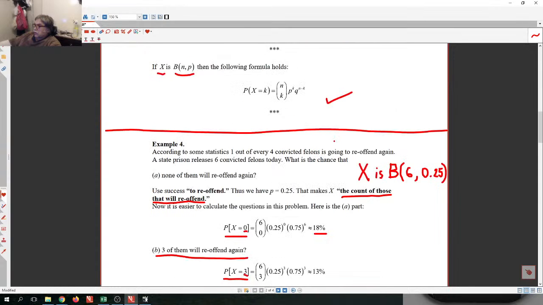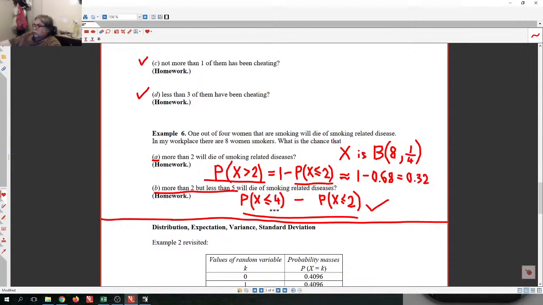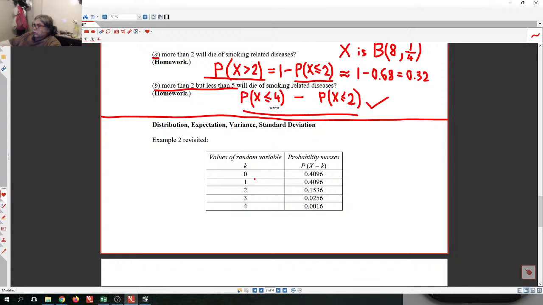So use the formula. The chance of getting 0 right guesses is about 41%. The chance of getting 1 right guess is also 41%. The chance of 2 right guesses is 15%. The chance of 3 right guesses is 2.5%, or 2.6% if you like. And the chance of all 4 right is 16 over 1%, so less than 1%. Obviously, this must be a distribution table, so this adds up to 1. I'm not going to check that. I know it does. So that's how you get a distribution table.